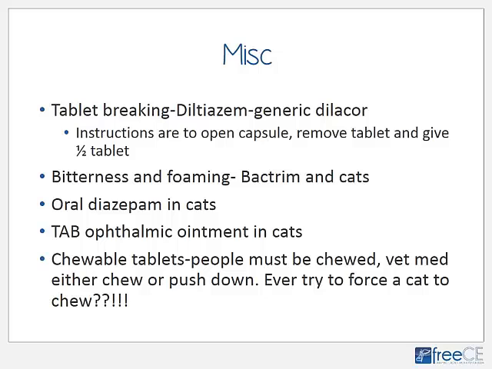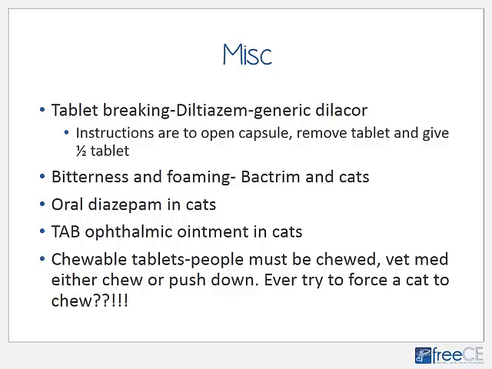Another one is if you give Bactrim oral suspension to a cat. Be prepared for some extreme foaming. It is very bitter, and the amount of salivary foam a cat can make when given this medication is quite impressive. Another point, there are 2 potential adverse reactions to drugs that we see uncommonly, but they do occur. Oral diazepam can cause hepatic failure in cats, and neomycin, polymyxin, bacitracin eye ointments have been shown to cause anaphylactic reactions in cats, so their use is strongly being discouraged.